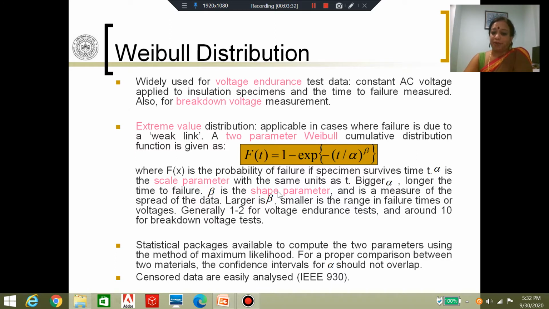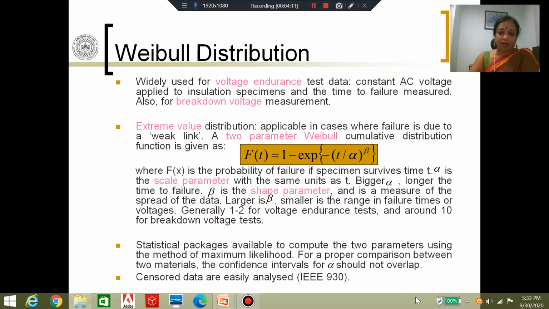Beta is the shape parameter, and it is a measure of the spread of the data. So this is again analogous to standard deviation. If you compare your Weibull distribution function with your normal distribution function, alpha is the scale parameter which tells you how peaked your peak magnitude is. So that is equivalent to the mean value, the measure of central tendency, in the normal distribution, whereas beta is the measure of the spread. So that is analogous to the standard deviation. It means that larger is your beta, smaller is the range in failure. So more peaked will be your curve.